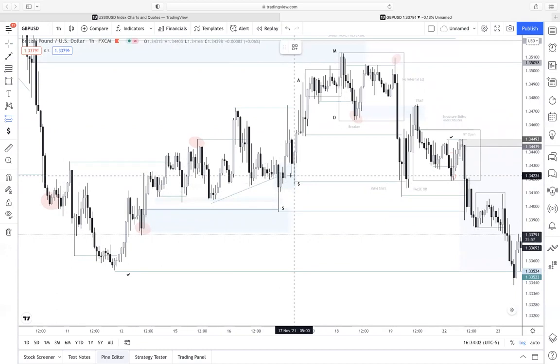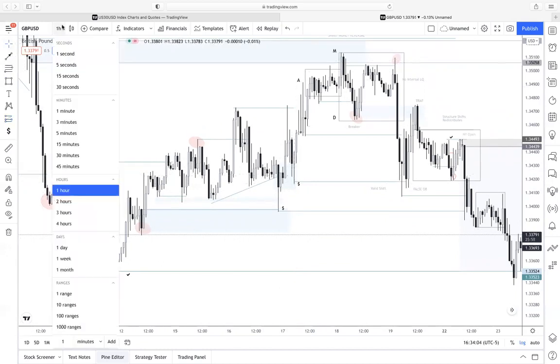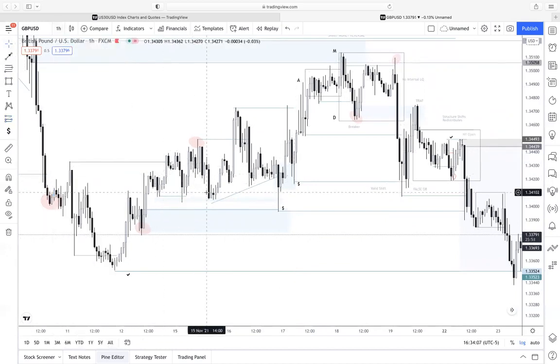Also, we're coming into London and New York. So we have everything lined up. We have our shift in momentum to the upside. We have aggression to the upside with this strong move, and we have a valid mitigation.